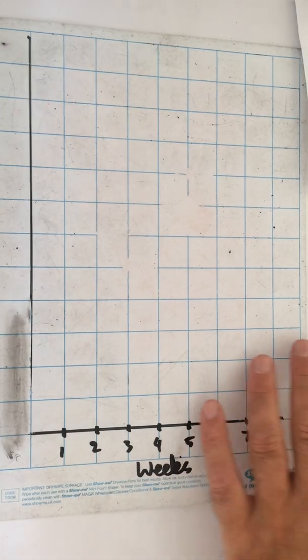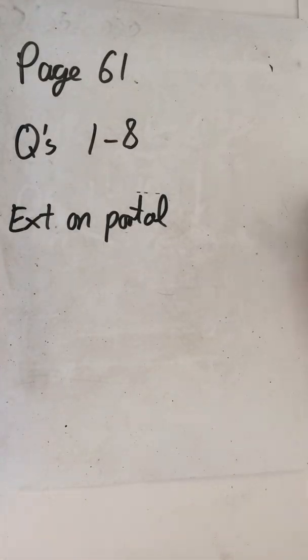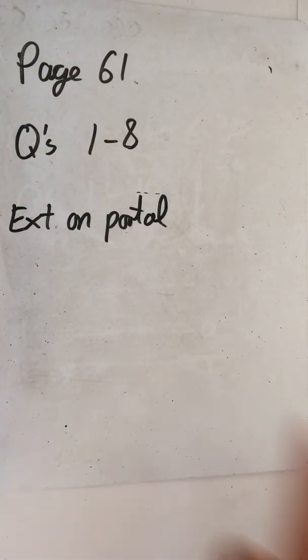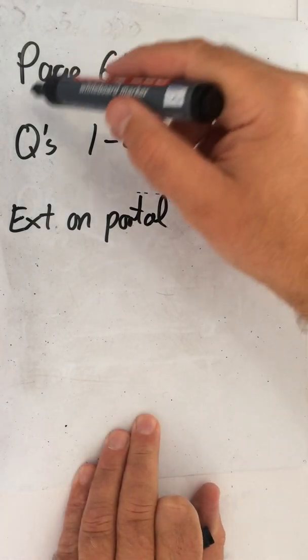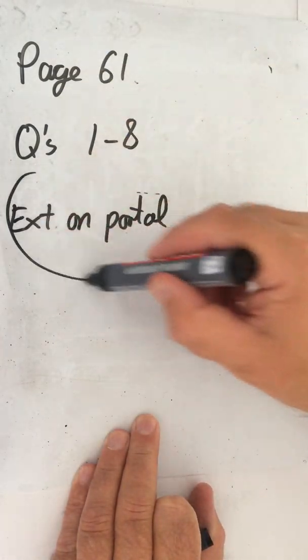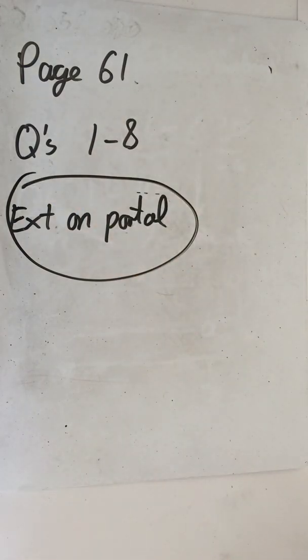Right, this is the work I'd like us to do today. I'm not going to spend too long on going over that. So page 61, questions 1 to 8, pretty straightforward. Should do that really quickly. Then have a go at that extension, please. Have a go at the extension.